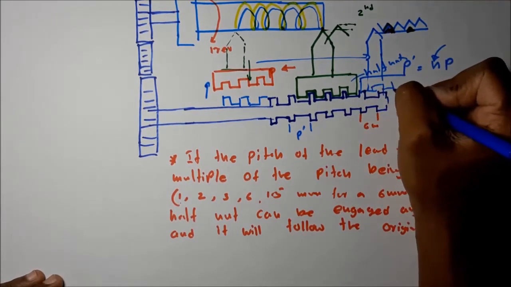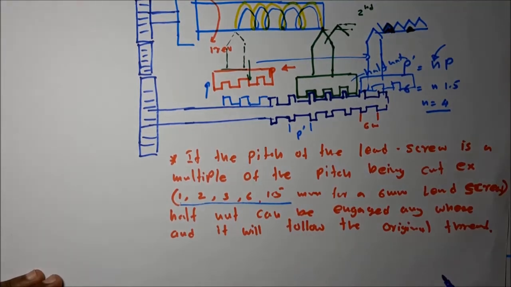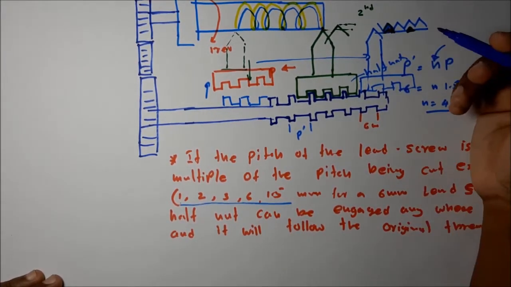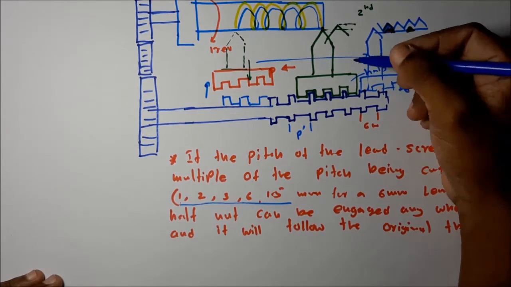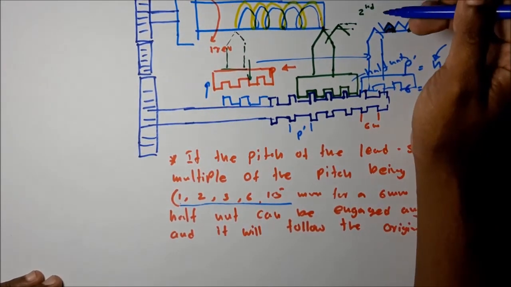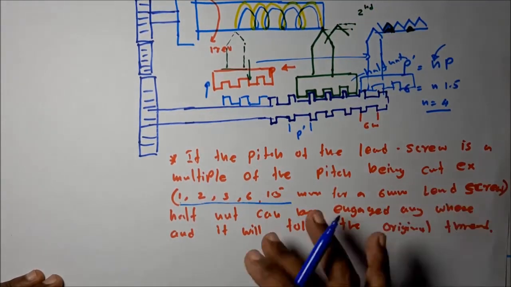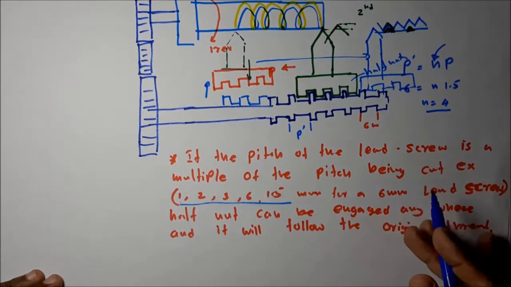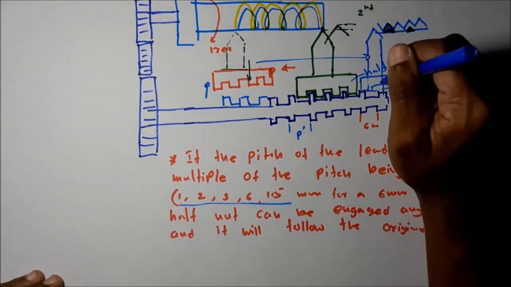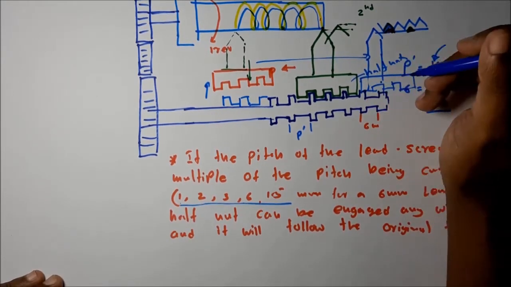Whatever the position, we can engage, if you are cutting this kind of pitch value. If you are cutting this kind of position, then it will follow the same thread. If the pitch you are cutting is a multiple of the pitch of the lead screw, you can engage this half nut anywhere to the lead screw.